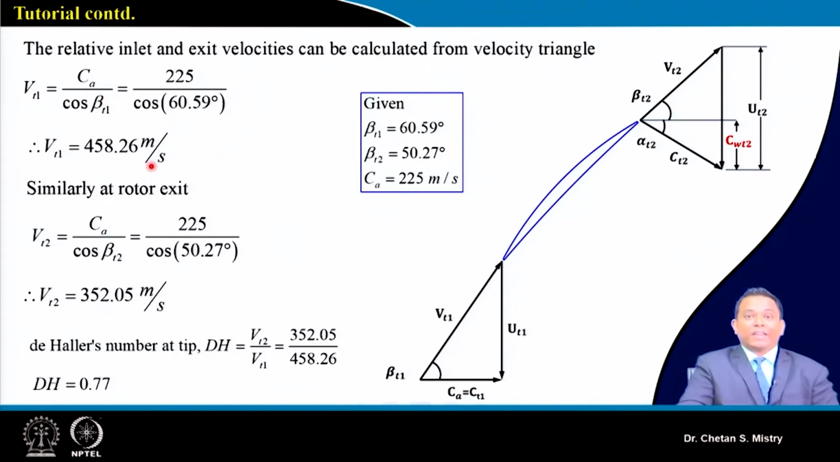You can see the range if we compare what is happening at the hub and at the tip. In the same way, at the exit we can do the calculation, and it comes to 352.05 meters per second. Based on these relative velocities we can calculate de Haller's factor, and it comes to 0.77. It needs to be more than 0.72, so we can say this is in line with what we are expecting.